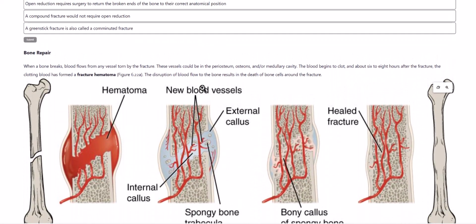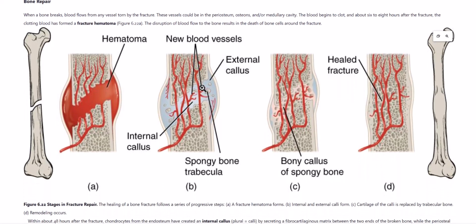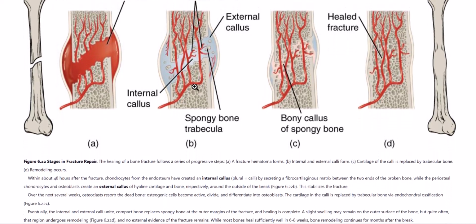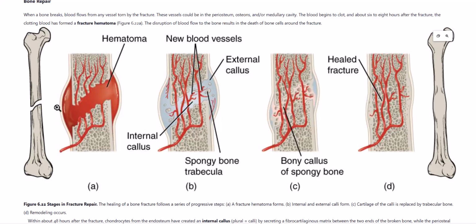I'll show you some examples of this in a moment and some other PowerPoints. So we'll look at some pictures of those different forms of fractures. And then how does bone repair itself? Very interesting. Again, bone is full in the endosteum.